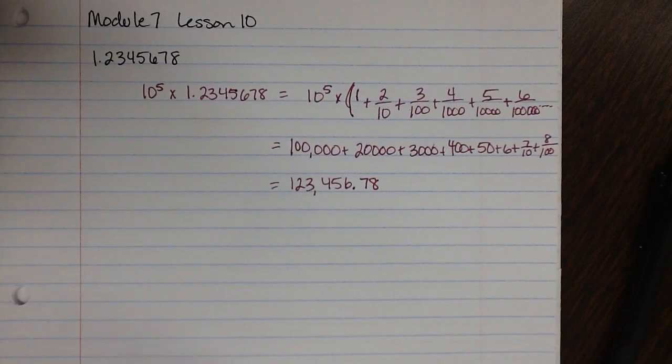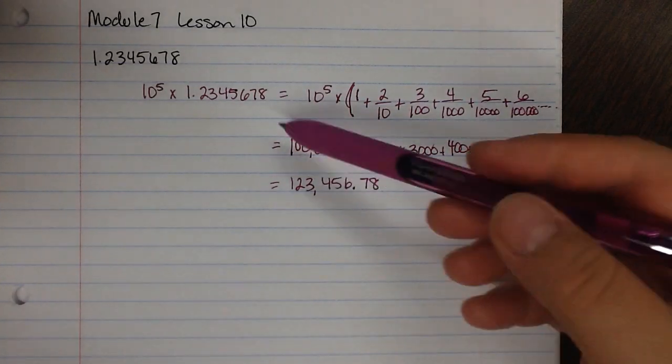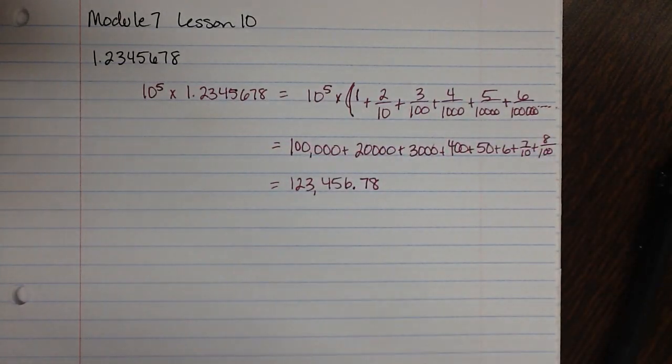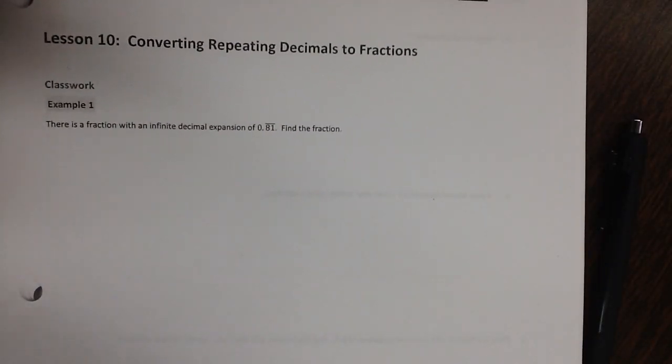So this is kind of combining rational numbers, repeating decimals, fractions with scientific notation. So we're kind of seeing how it all works together here. So we're going to jump right into example 1 here. It says there's a fraction with an infinite decimal expansion of 0.81 repeated. Find the fraction.